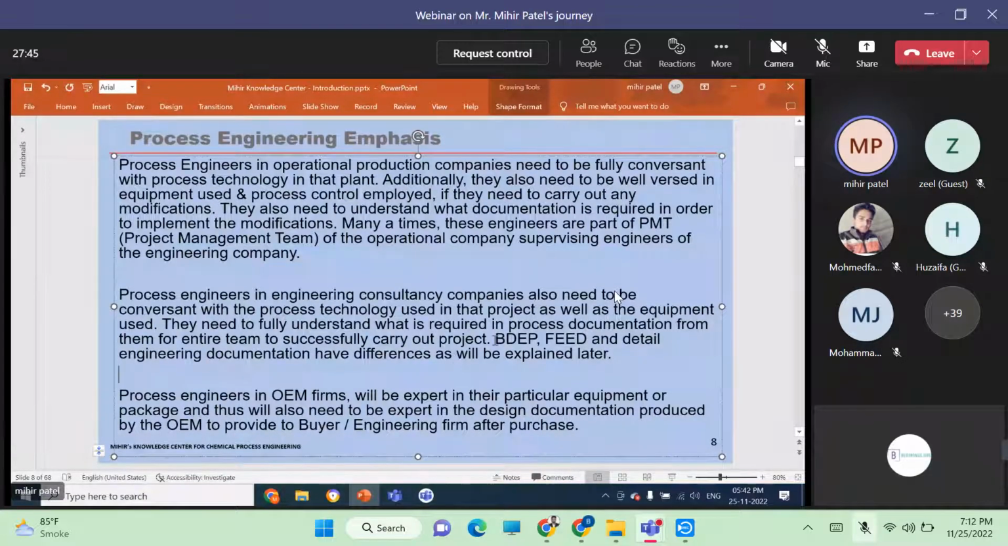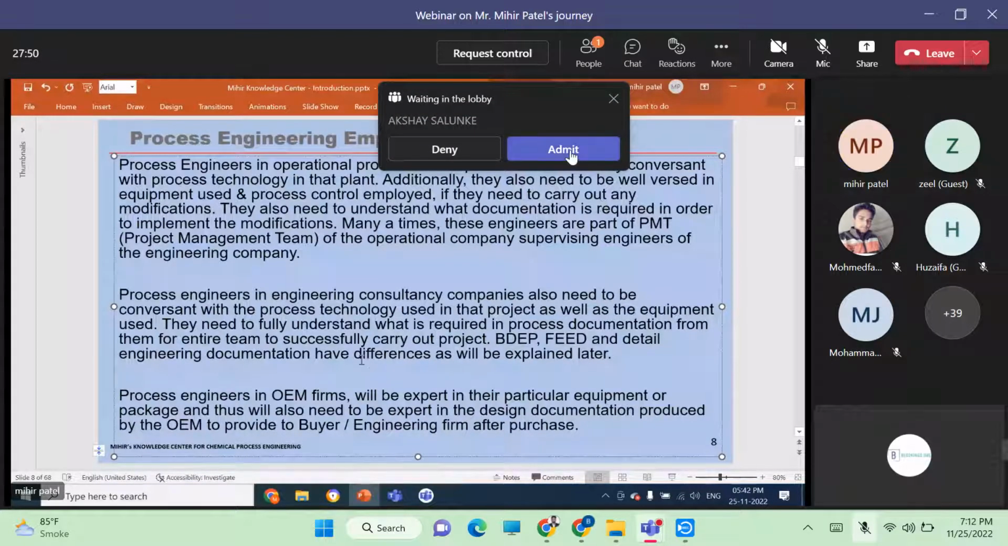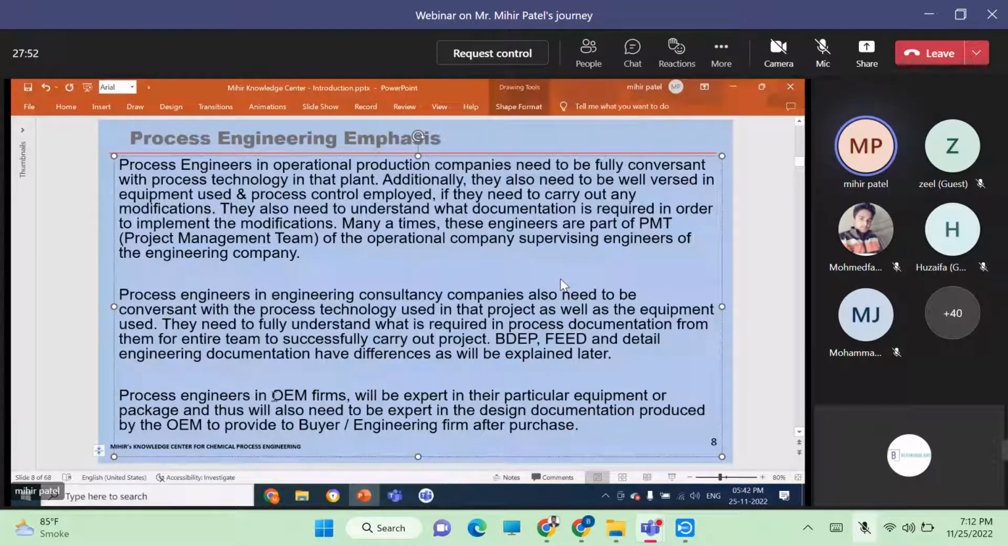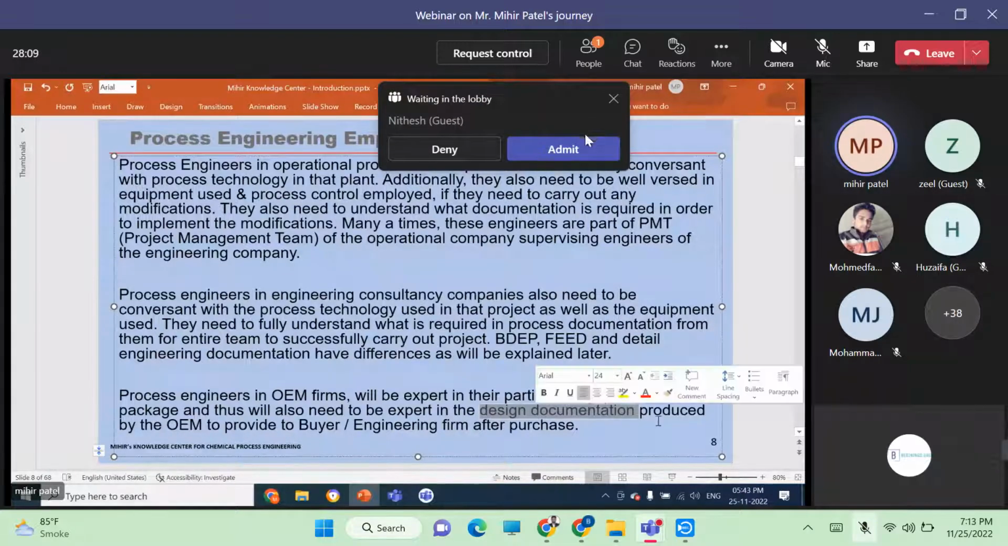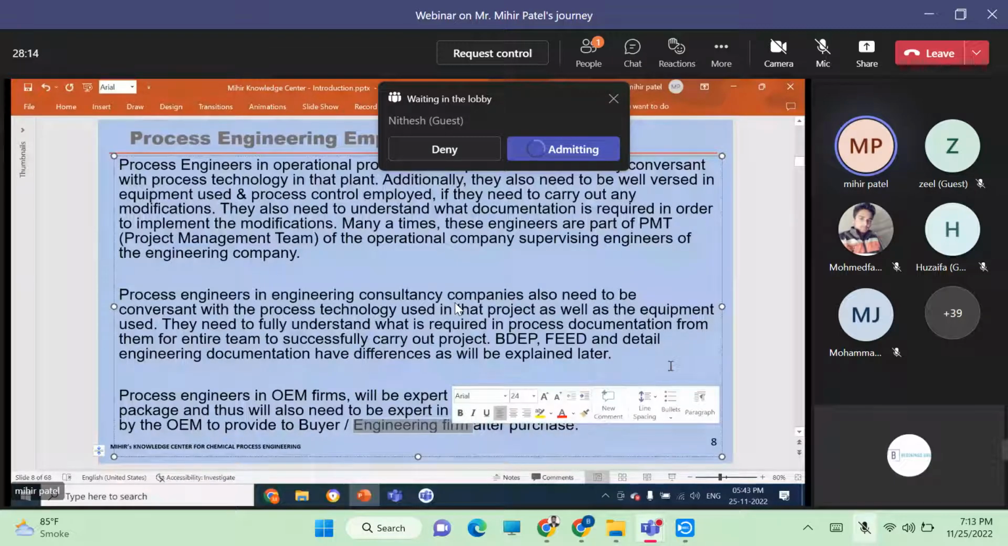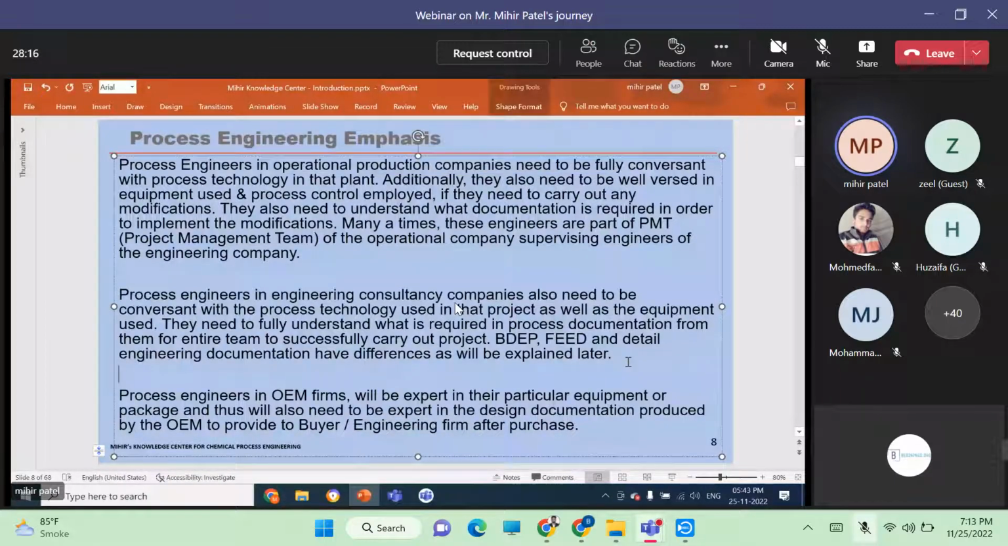And there are differences in each of these stages of a project, which I'll explain as we go along. Now, process engineers in original equipment manufacturer firms will be expert in their particular equipment. Let's say a boiler manufacturer is there. So definitely they'll be expert in that boiler manufacturing. However, they also need to be knowledgeable in the design documentation produced by the OEM, which will be used by the engineering firm for their further engineering. So that is why the process engineer has to be well versed in all these things, which is my focus today, basically.